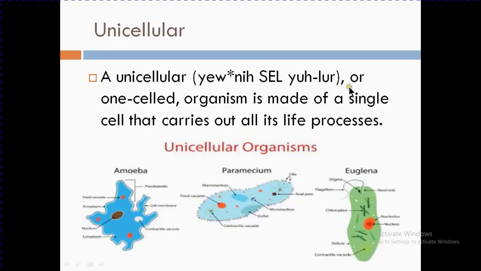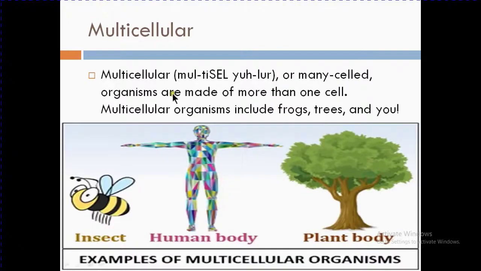Unicellular. A unicellular or one-celled organism is made of a single cell that carries out all its life processes. Multicellular or many-celled organisms are made of more than one cell. Multicellular organisms include frog, tree and you. Examples of multicellular organisms you can see here.